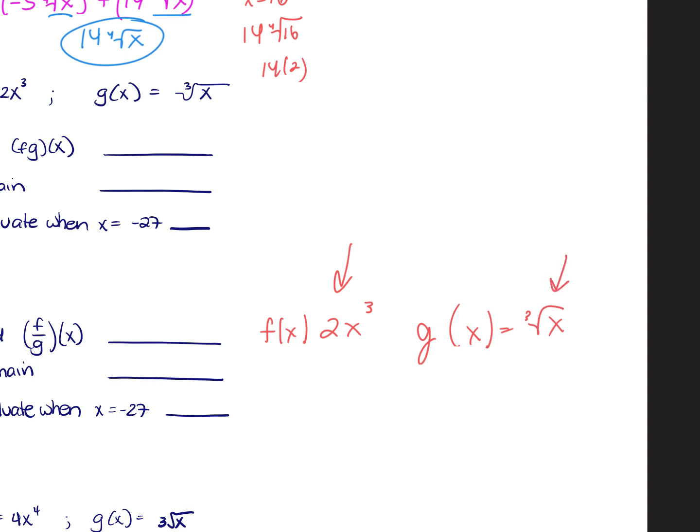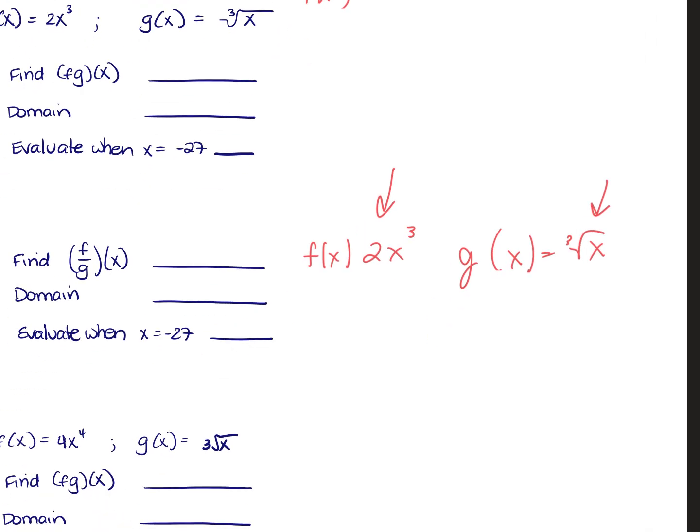Do you have a domain restriction here? Can you take the cube root of a negative number? Yep. Can you take the cube root of a positive number? Yep. All right, so there's no domain restrictions in either of these independently. But the problem is when you put one on top of the other, what could possibly happen here?